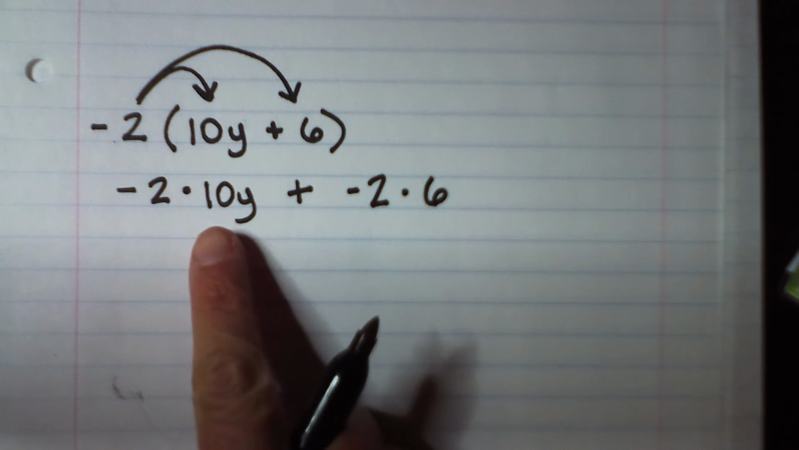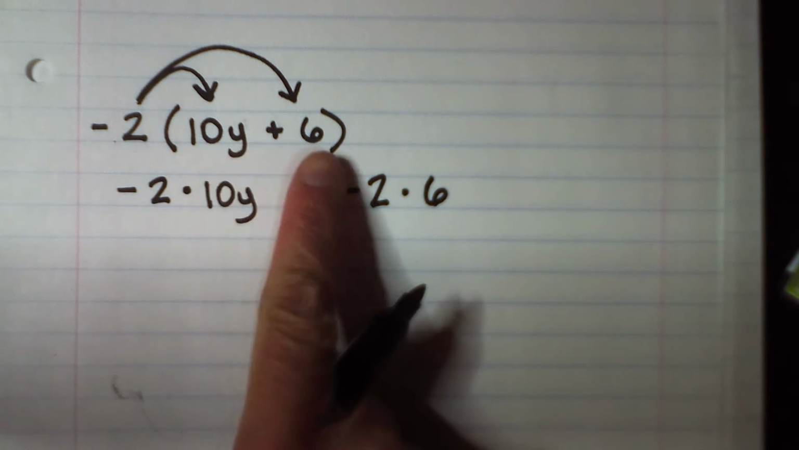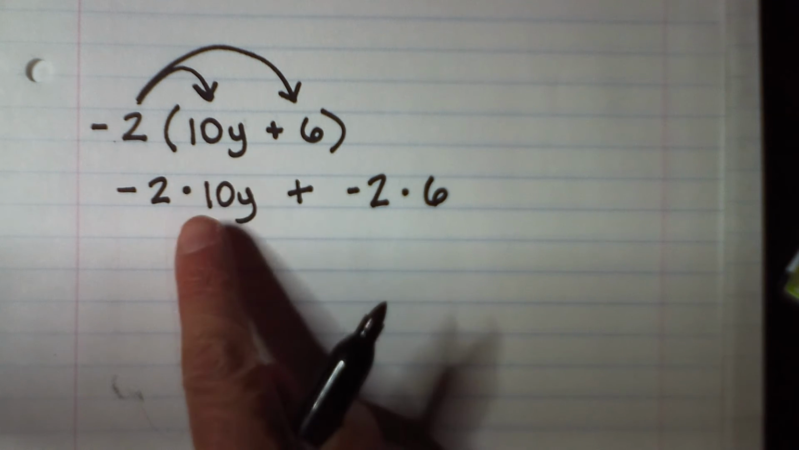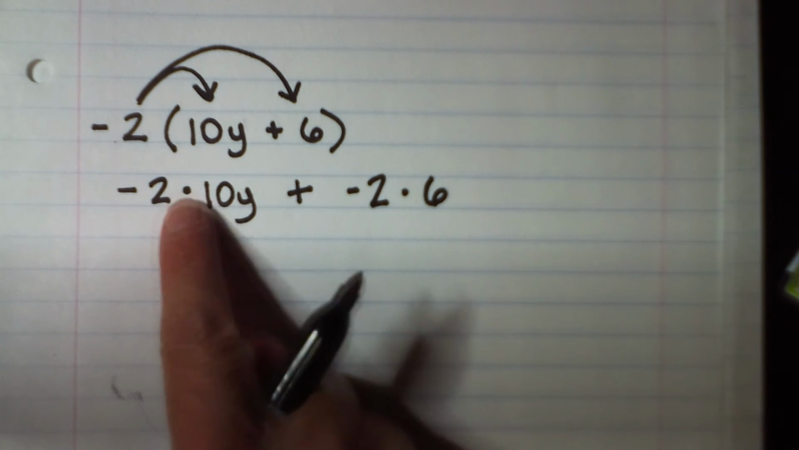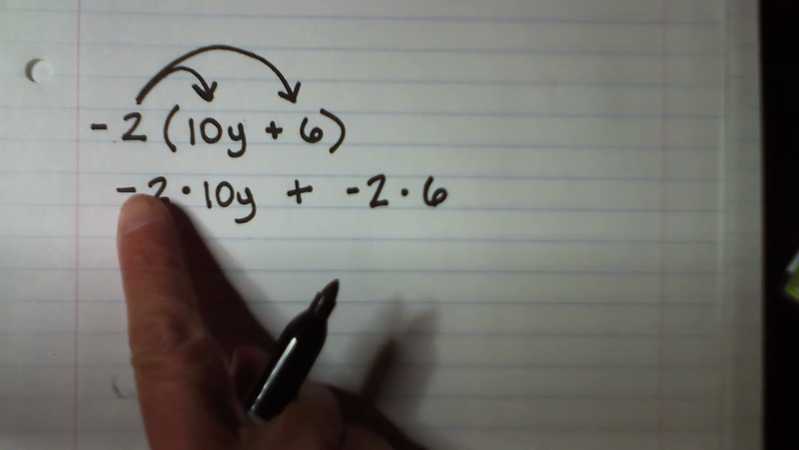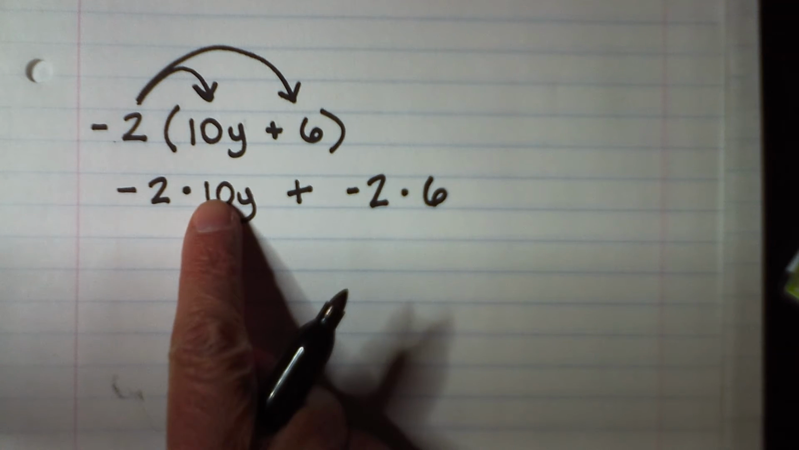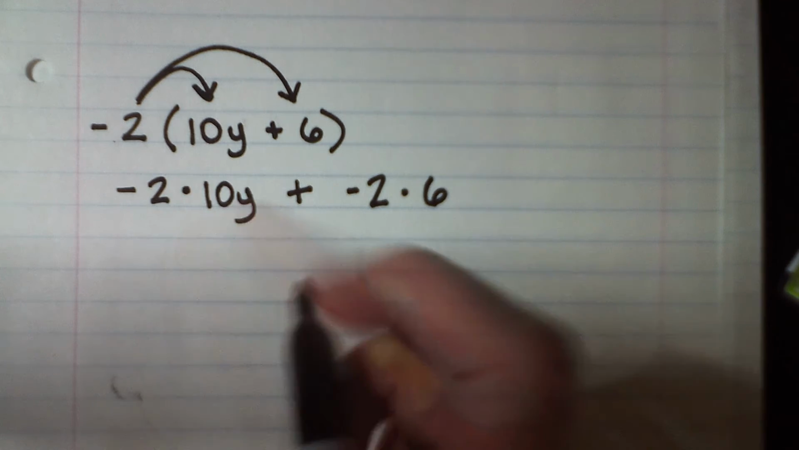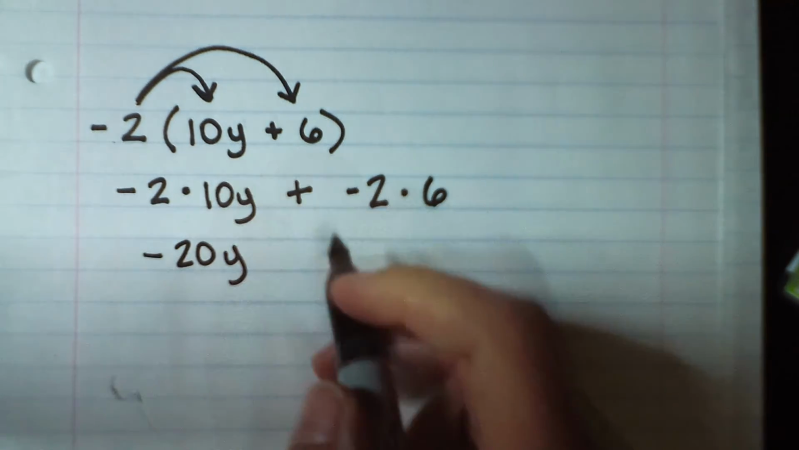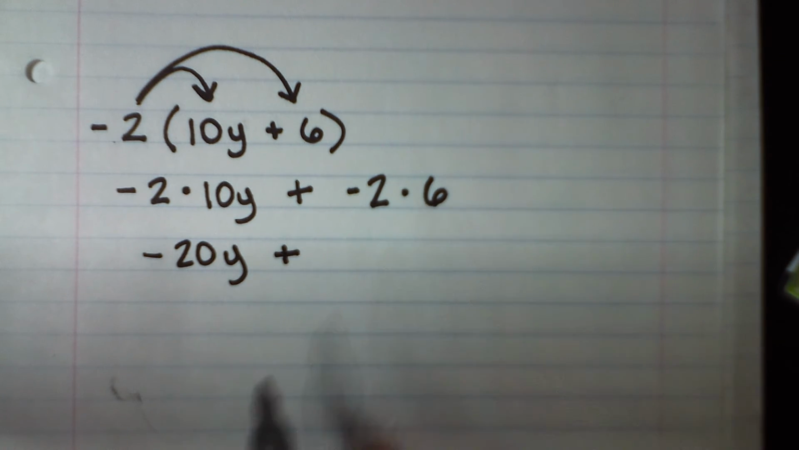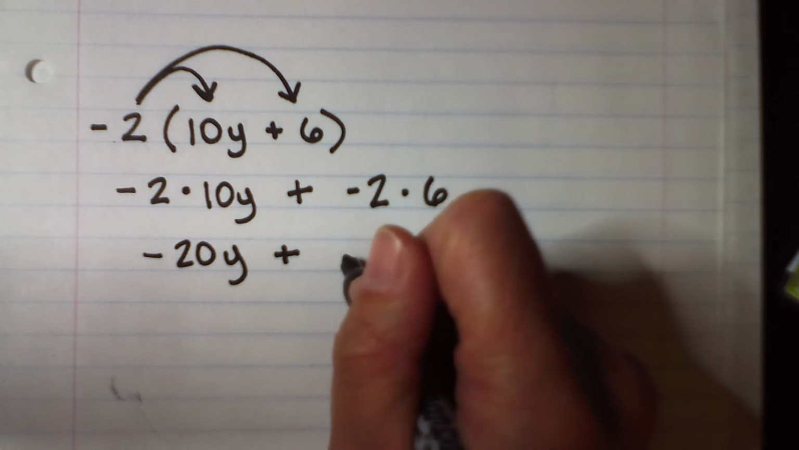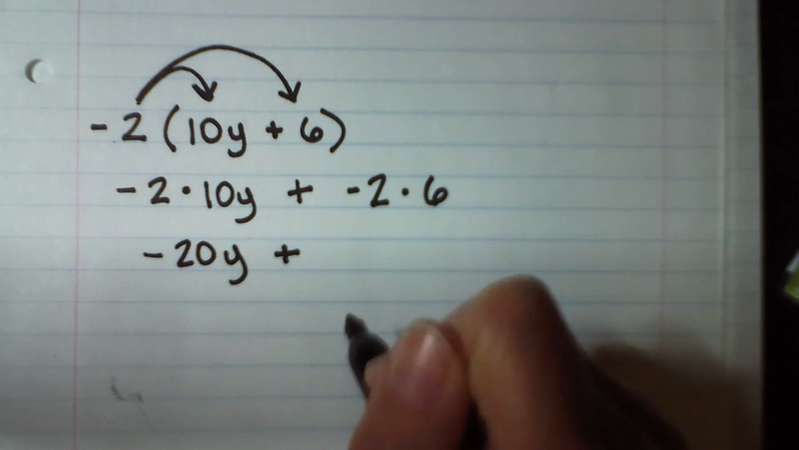So now if you notice, all I did was I took each of the terms inside the parentheses, and I multiplied each term by negative 2. And then I can actually go ahead and do that multiplication right now. Negative 2 times 10y, well, a negative times a positive is a negative. Negative 2 times 10 is negative 20. So this gives me negative 20y. And I'm adding on negative 2 times 6. Negative 2 times 6 is negative 12 because a negative times a positive is a negative.